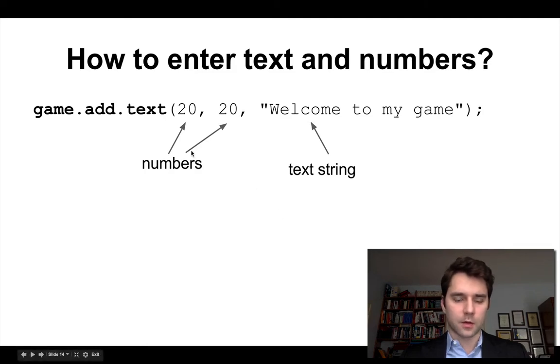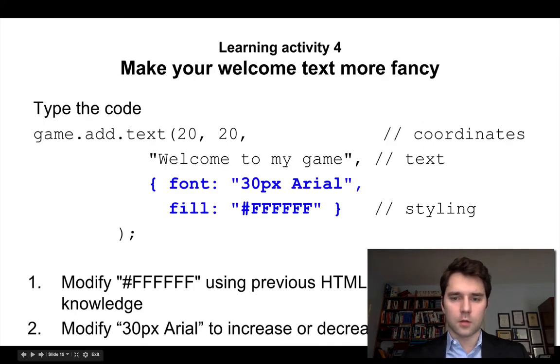After you finish with this learning activity, here's the wrap-up for it. Again, we've got the numbers. Those are one kind of argument, and we've got text string, which is another kind of argument. But you can do things that are even more complex than that. Learning activity 4 will teach you how to do this. For example, you may want to specify that your text should have a specific font size, a specific font family, a color. Then learning activity 4 will teach you how to do that. And you can see that's yet another kind of argument because we're passing something that's surrounded by curly braces here as a fourth argument to game.add.text.